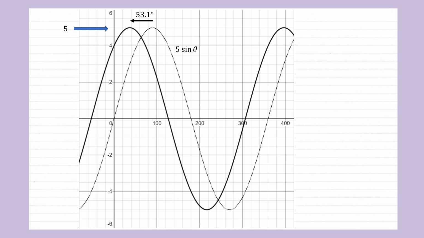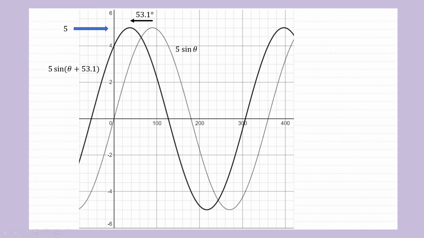So the combining of those two functions has caused the resultant sine function to be shifted back by 53.1 degrees in this case. And so the expression for this function, the black function, is given by 5 sine theta plus 53.1. We have to add on this 53.1 to shift the curve sideways, to shift the curve backwards by 53.1 degrees.